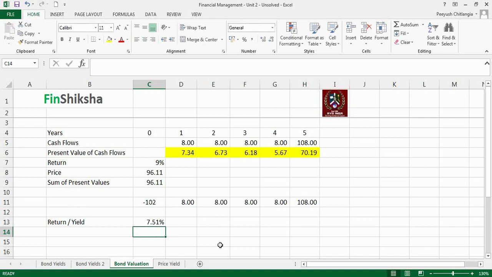Nothing but an extension of the present value calculations that we have learned in the previous sections. That's how to value fixed income securities.